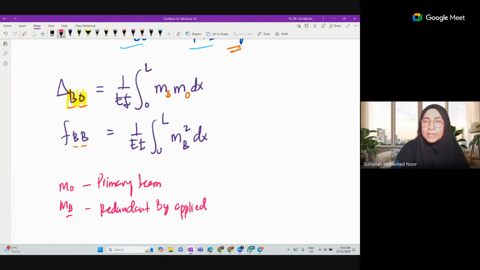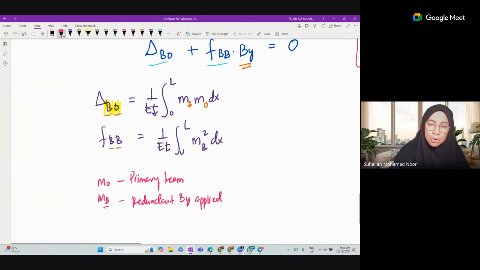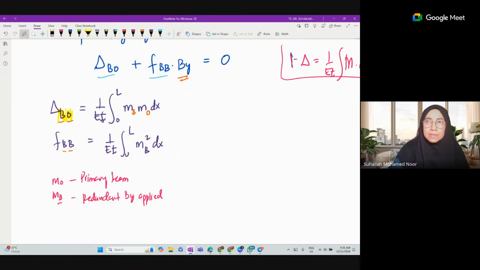The most important thing here is that we have to solve the redundant. This is our aim. When we analyze indeterminate structures, we have 4 unknown reactions, which is actually 3 and 1, because after we get this one, then only can we get the other 3. So the main problem here is the redundant.